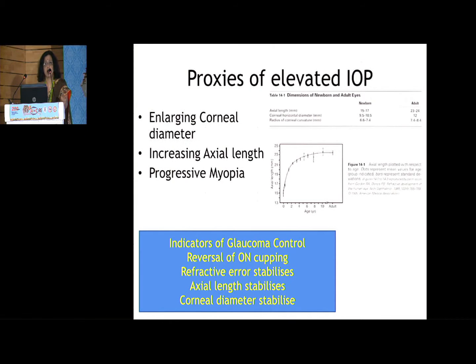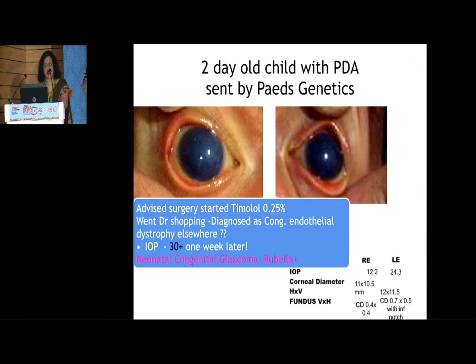The proxies for elevated IOP in small children, because the sclera can get expanded, are an increasing corneal dia, increasing axial length, and a progressive myopia. So these same things can become an indicator for glaucoma control. So a reversal of optic nerve cupping, and refractive error, axial length, and corneal dia all stabilizing is an indicator that the IOP is well controlled. So this child was taken up, we were planning to take up the child for surgery, but of course the child went doctor shopping, and elsewhere was diagnosed as congenital endothelial dystrophy.